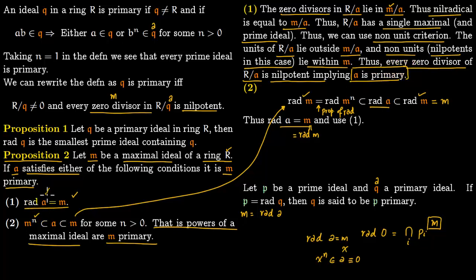So we wanted to show A is primary, and therefore now A becomes M primary by this definition. So M is a maximal and therefore prime ideal. A, we have just shown it is a primary ideal. Now M is equal to radical of A, then A is said to be M primary.